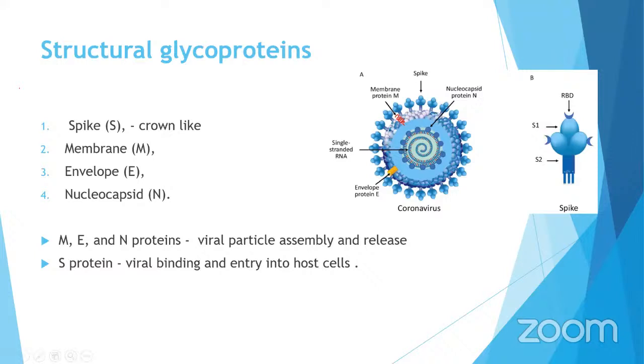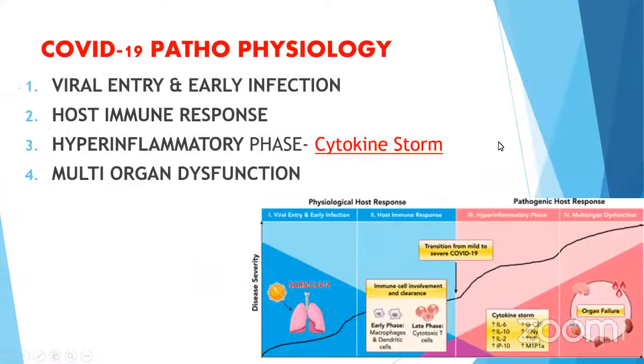The SARS-CoV-2 virus has 4 important structural glycoproteins. First is the spike protein. This is crown-like, and because of the crown-like shape it is called coronavirus. The spike consists of the S1 subunit and S2 subunit, with the receptor binding domain in between, as you know very well.